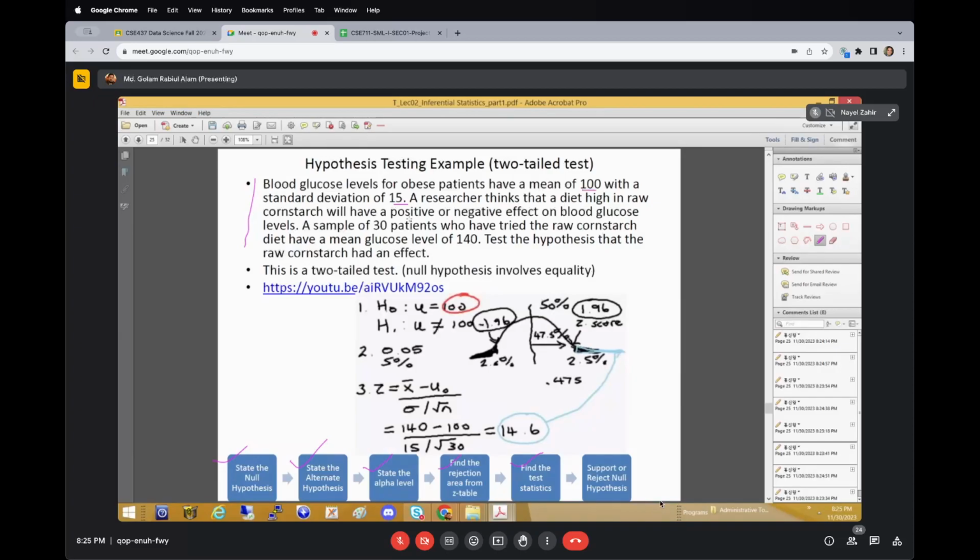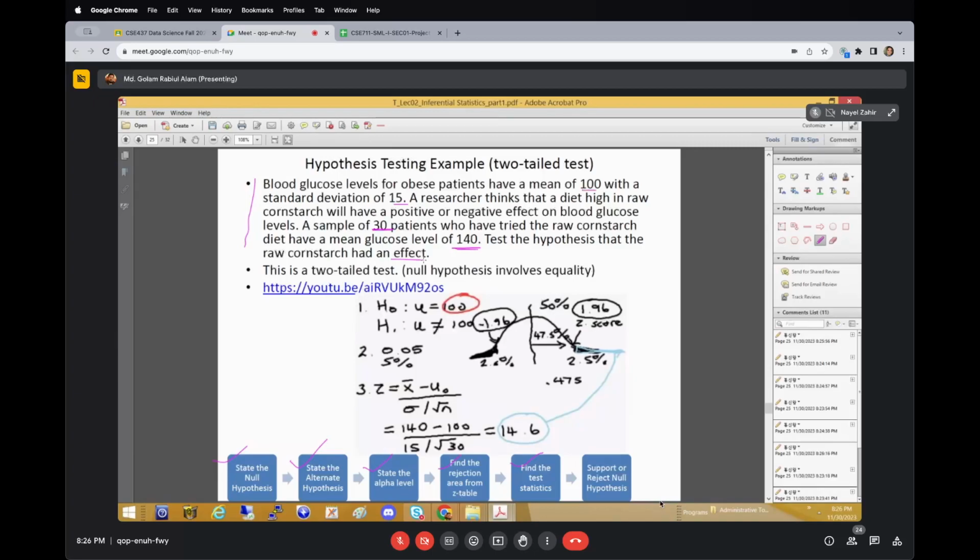So the researcher mentioned that a diet with high raw cornstarch may impact blood glucose levels positively or negatively. To prove his hypothesis, he took a sample of 30 patients who have tried the raw cornstarch diet, and they have a mean glucose level of 140. There's the hypothesis that the raw cornstarch had an effect.